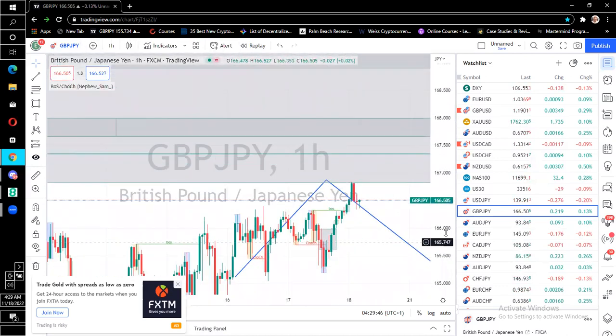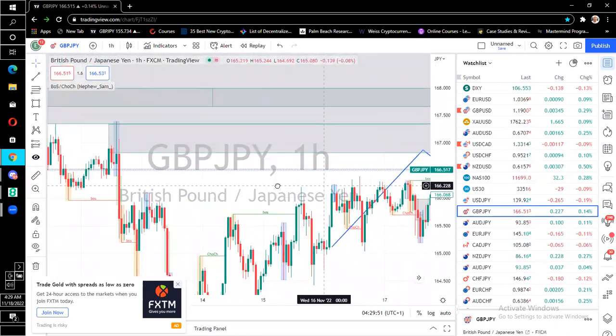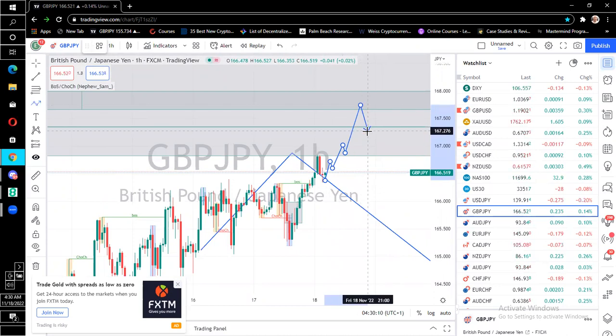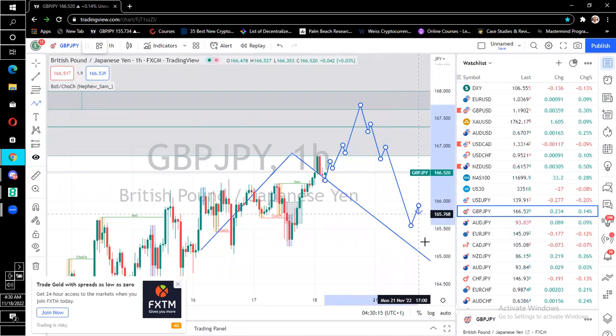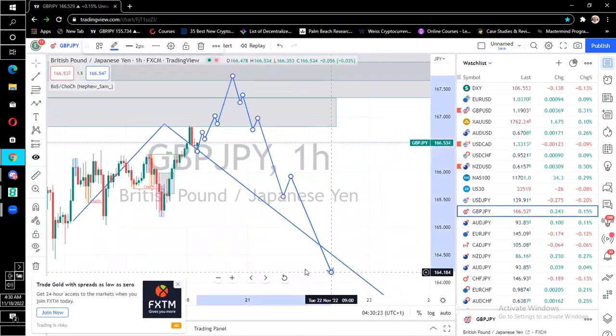I would have loved to see them do this, because a lot of persons will be selling here right now. So I would have loved to see them still come up to the upside. Find a way. Go to the upside. Then we'll start looking for a reversal from there. That is what I would have loved to see in this pair.